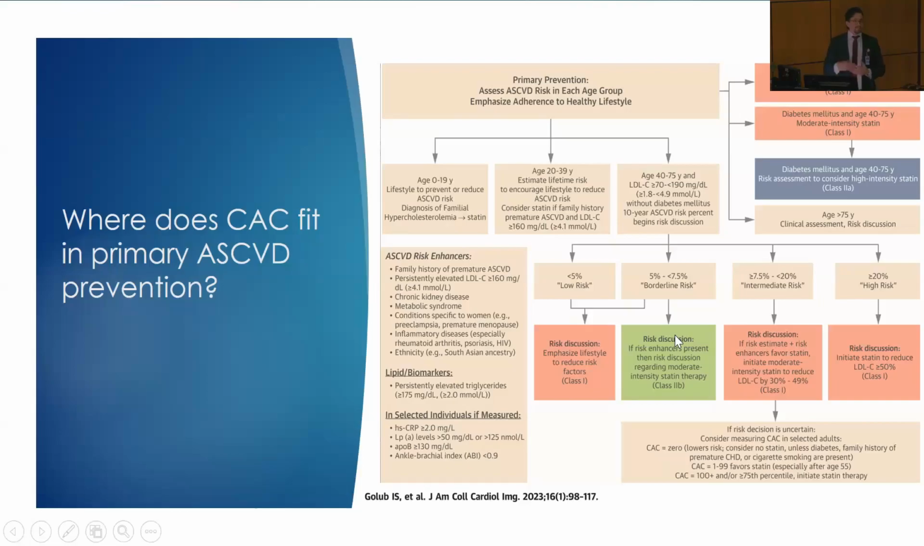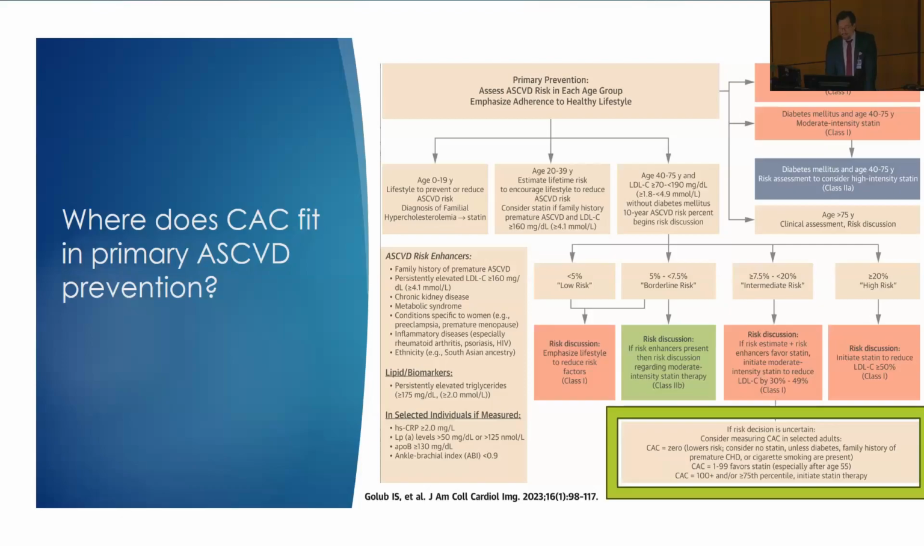If she was intermediate or borderline risk, then there's that uncertainty. You discuss with the patient, well, you could start a statin. I'm not sure how much it'll help, and that's not going to be satisfying to the patient. They're going to want to see more information. If they have plaque already developing, a calcium score can show that.